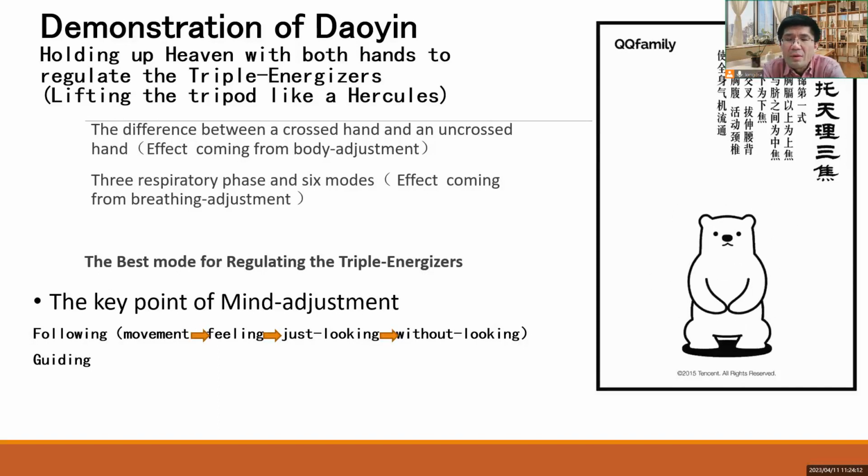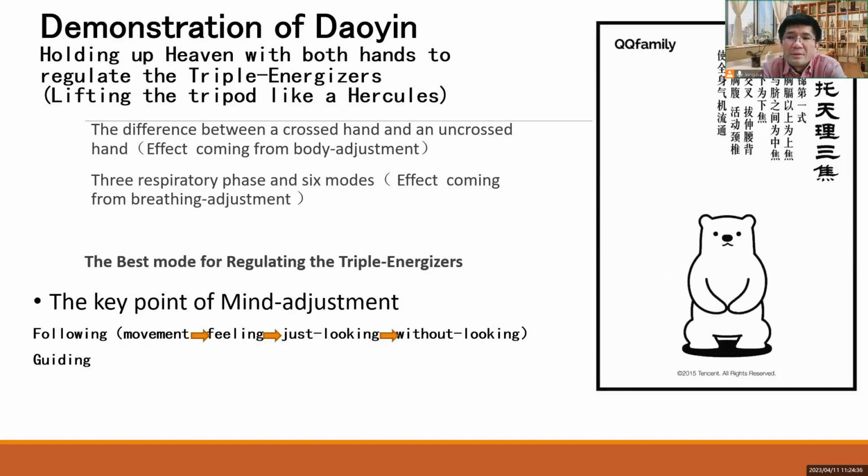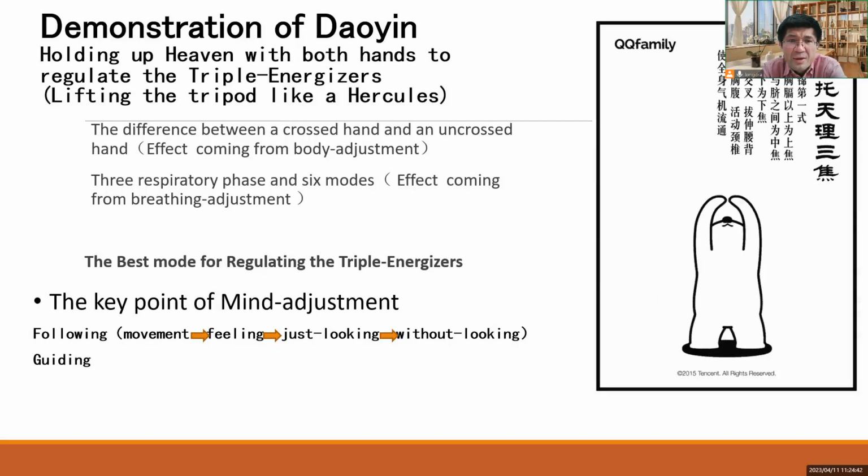Following means we pay more attention to the feeling itself. And guiding means we first imagine the feeling, then let the feeling appear. So, in my opinion, when doing Daoyin practice, you should use the following one, not the guiding one.